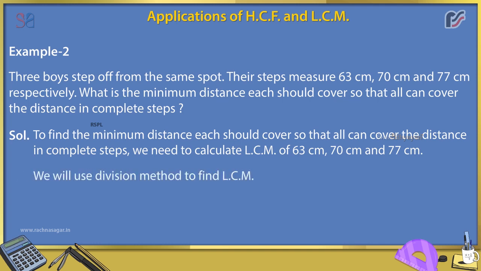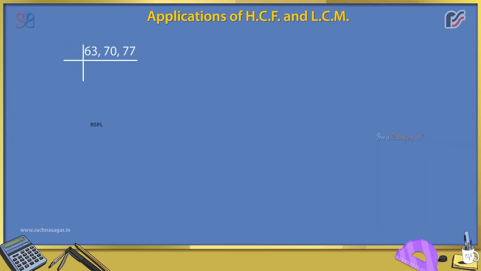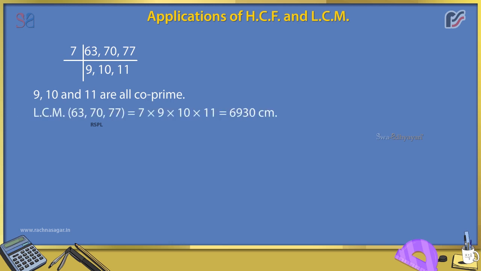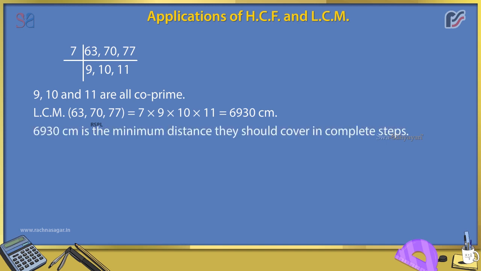We will use division method to find LCM. 9, 10 and 11 are all co-prime. LCM of 63, 70, 77 is equal to 7 multiplied by 9 multiplied by 10 multiplied by 11, which is equal to 6930 cm. 6930 cm is the minimum distance they should cover in complete steps.